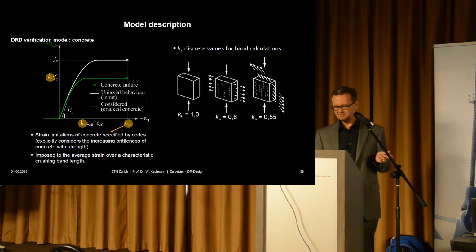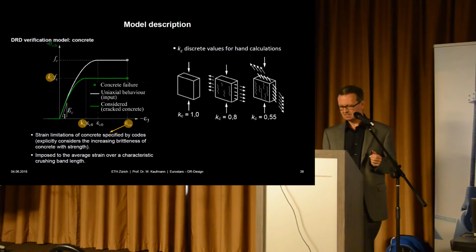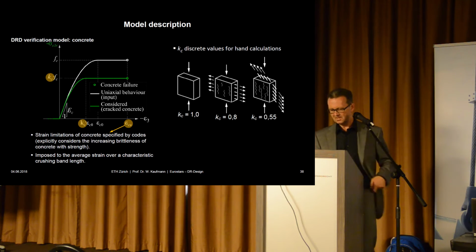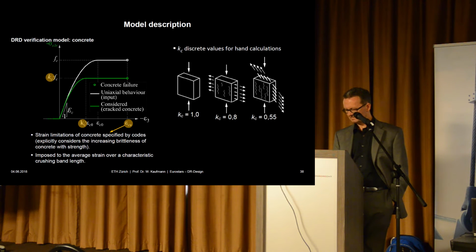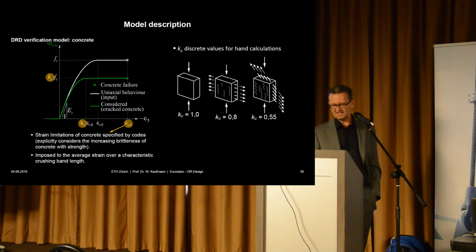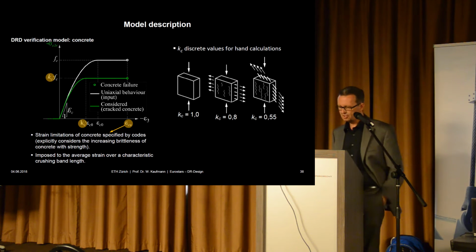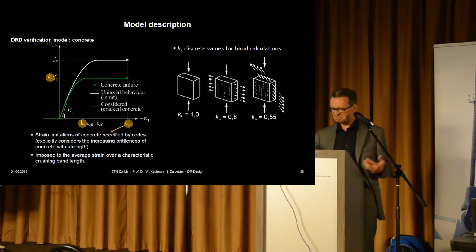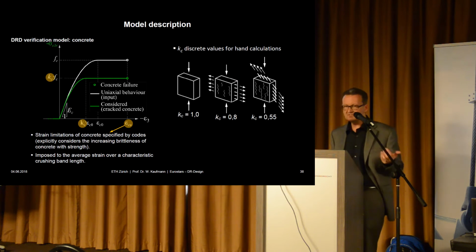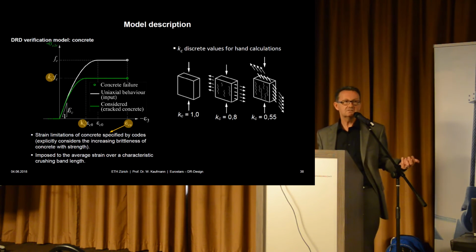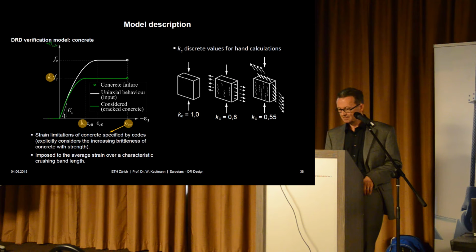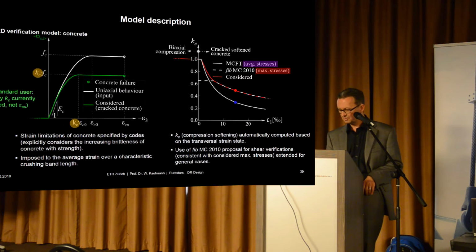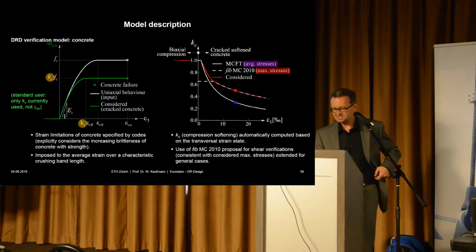Then, for the concrete, we use very simple, based on the codes, parabolic and then constant, with an ultimate strain, and we reduce that by the famous Kc factor. Now, as said, we have in the codes these factors, in axial compression 1.0, if it's orthogonally crossed by reinforcement 0.8, in a diagonal situation 0.55. Of course, we can't use that, otherwise no one will want to use the program if you have to tell in each finite element what factor you should use. So we rely on these compression softening relationships, already mentioned by Philip as well.